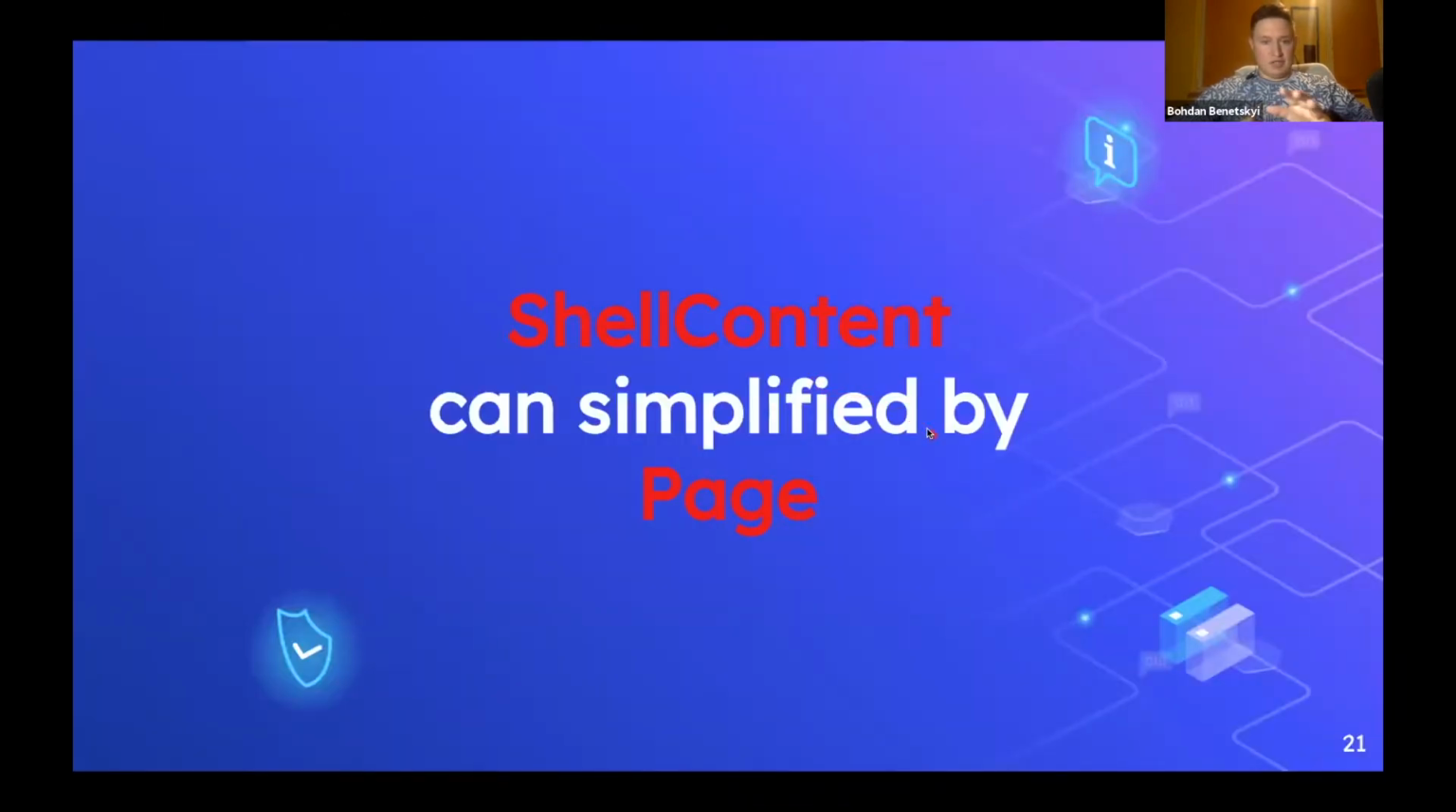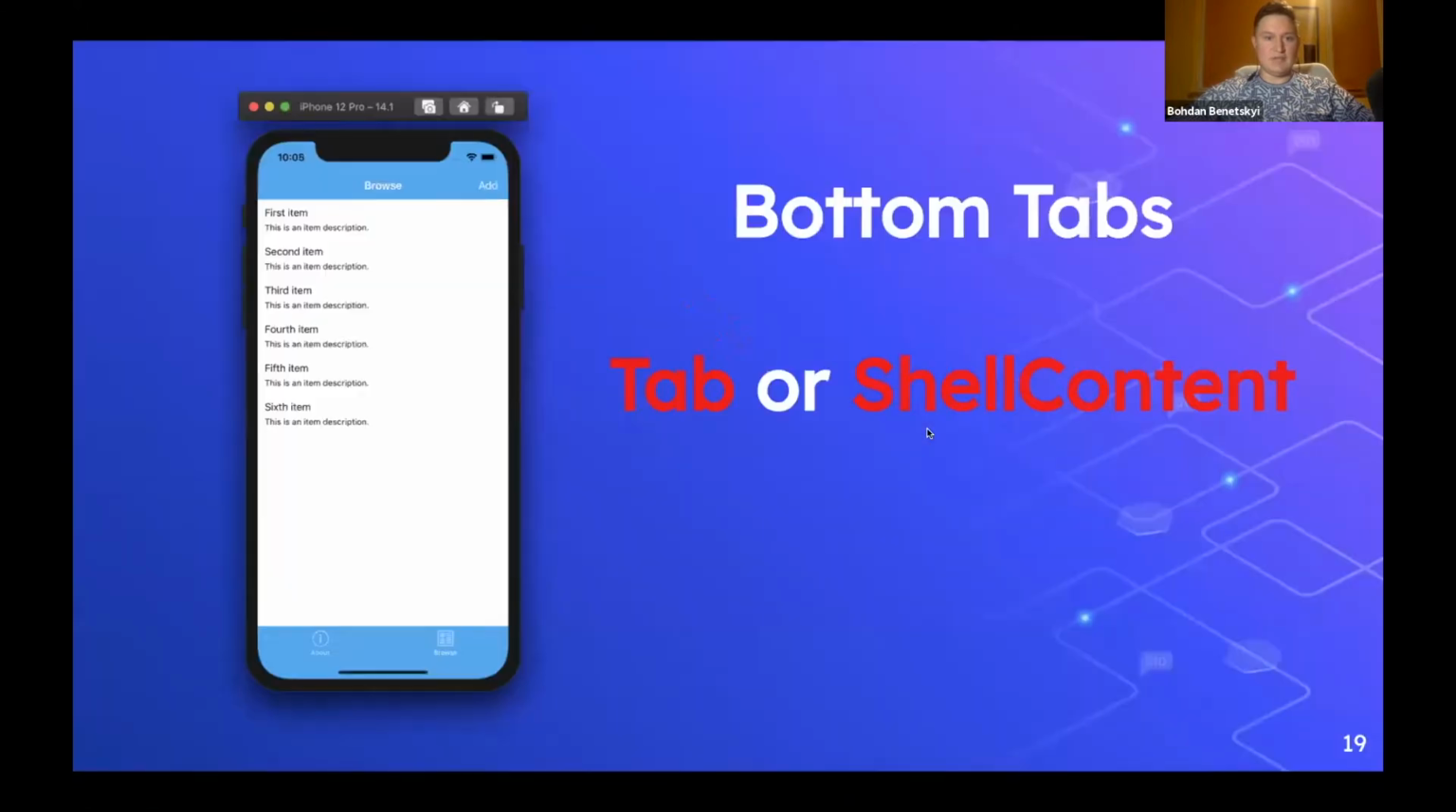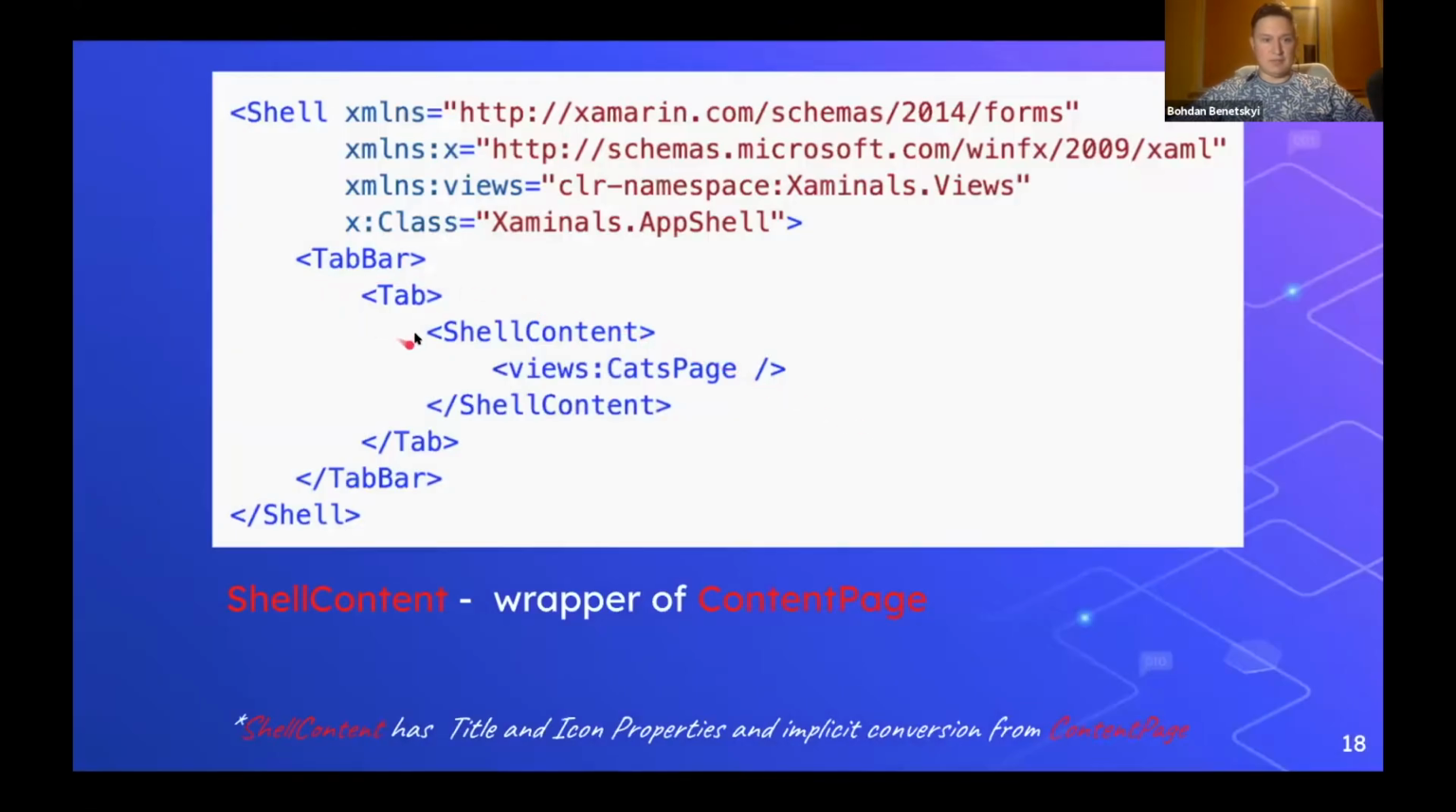So, your shell content can be simplified by a page. It means that in our first example, we can simplify everything into just a view cards page, and it will be the same UI as we have here, because tab can be simplified with shell content, and shell content itself can be simplified with a page. But probably you will not do that in your app because you will have more than one page. But in some cases, you could just skip a shell content as a wrapper.